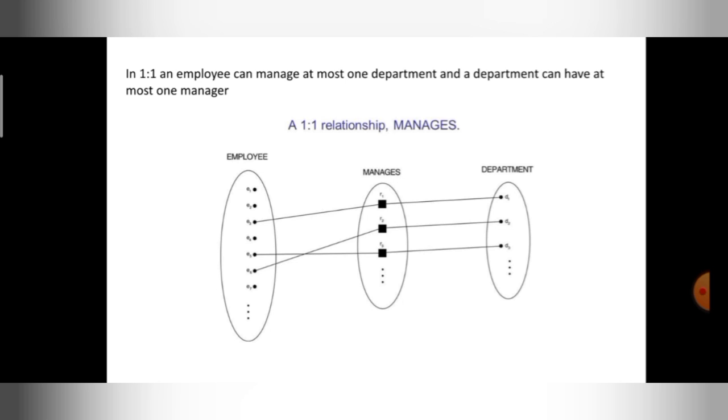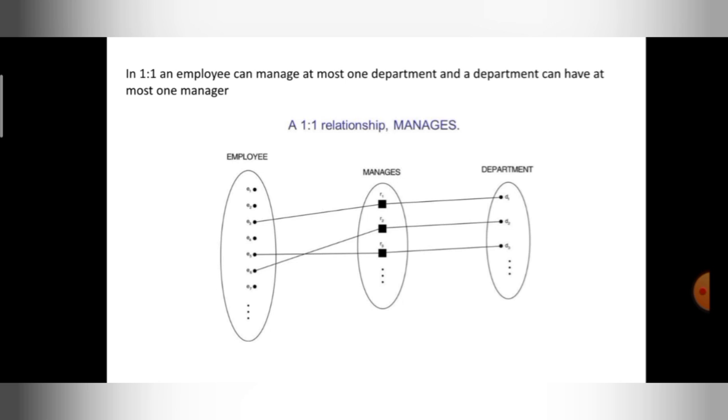entities. For example, only one employee can manage one department. Only one department can have one head. One department can have one manager. Hope you are understanding. Right? Only one employee can manage at most one department. Each department should have only one manager. Understanding, guys? Hope you are understanding.